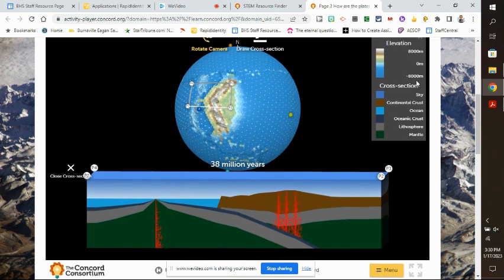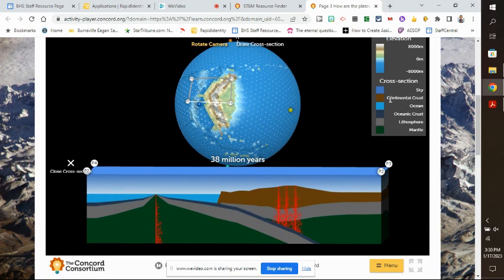Here you can see a key on the side, elevation, and it shows you what color continental crust is, what color oceanic crust is, which is the dark blue. The lithosphere is gray, and the mantle is green.